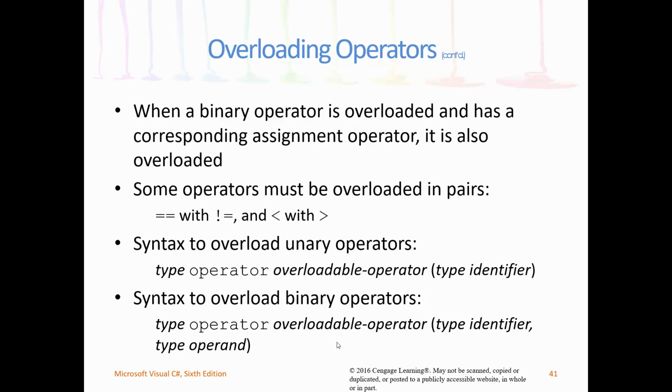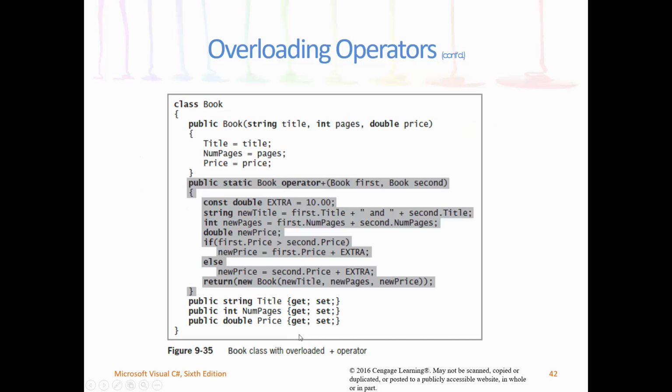When a binary operator is overloaded and has a corresponding assignment operator, which would typically be an equal sign, it's also overloaded. Some operators must be overloaded in pairs. So if you overload the double equals, you must also overload the not equals. If you overload the less than, you must overload the greater than. This is the syntax for doing it. You're going to see some examples. Here's an example right here.